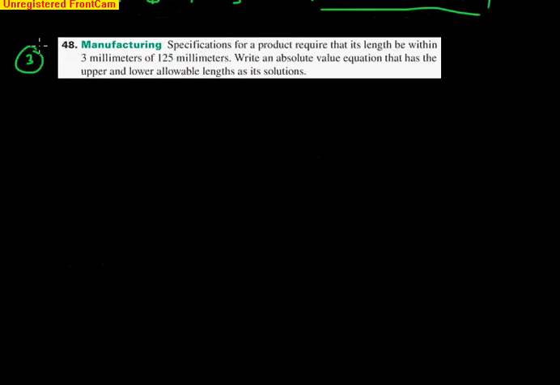Alright, next question here is a word problem. It says specifications for a product require that its length be within 3 millimeters of 125 millimeters. Write an absolute value equation that has the upper and lower allowable lengths as its solutions. Okay, well, we're going to write an equation just like the one above. X minus the average equals the distance. However, these two numbers are not the solutions. The solutions are what you need to find. They're going to be the upper and lower allowable lengths. These two numbers are the average and the distance.